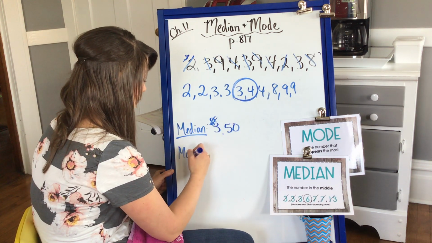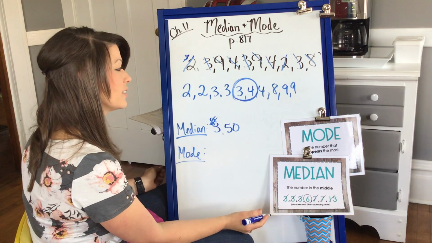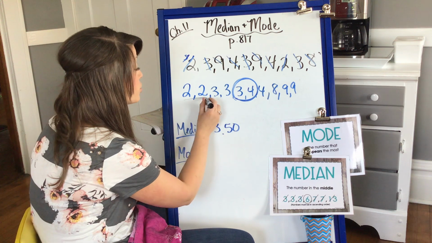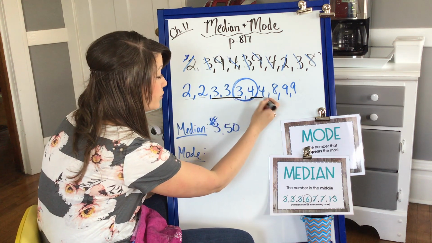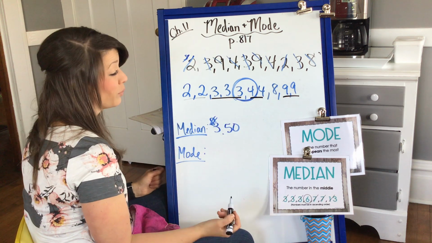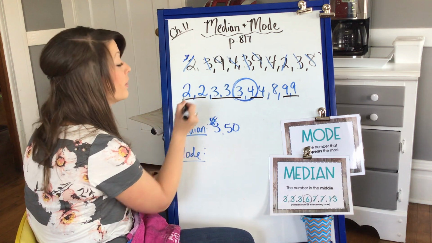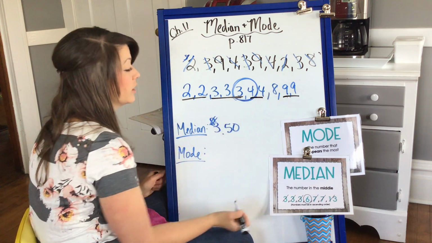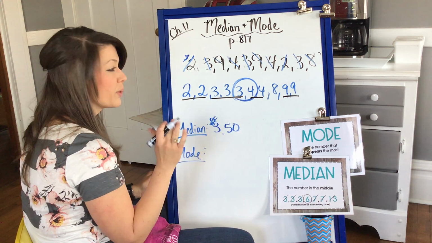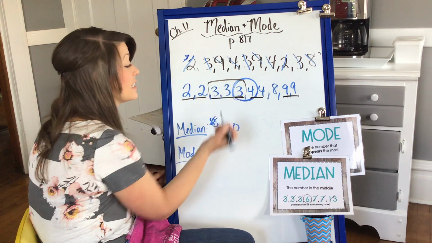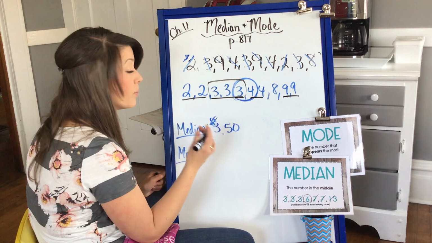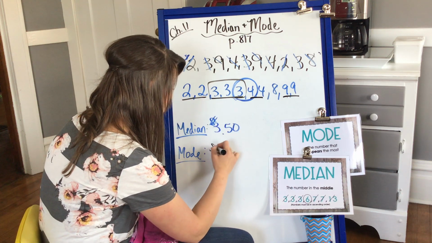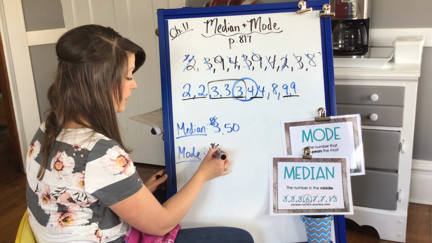The mode is the one that happens the most often. Now this one's a little tricky. If I look at my data set, I have 2 2s, 3 3s, 2 4s, and 2 9s. So I have more than one double, but it wants to know the one that happened the most often. Yes, there's more duplicates, but the one that happens the most often is the 3s, because there's the most of them. So most means the most amount of times. So the mode would be $3. That is my most common.